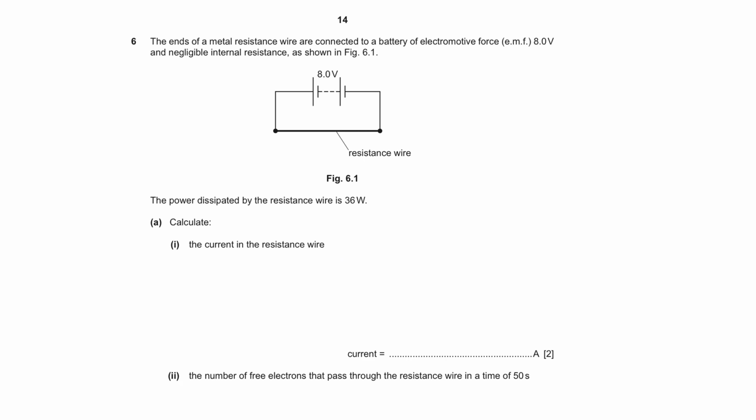So we know that the formula for power is VI. The EMF of the battery is 8 volts. Because there's no other load or resistance in the circuit, and there's no internal resistance, our resistance wire experiences a potential difference of 8 volts, which is equal to the EMF of the battery. So 36 is equal to 8I. I is equal to 36 over 8, which is equal to 4.5 amperes.